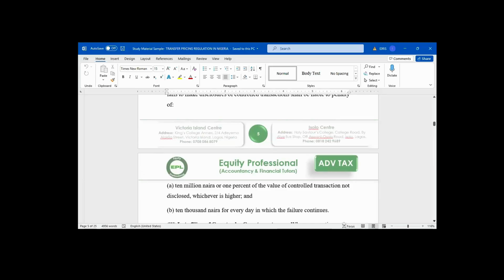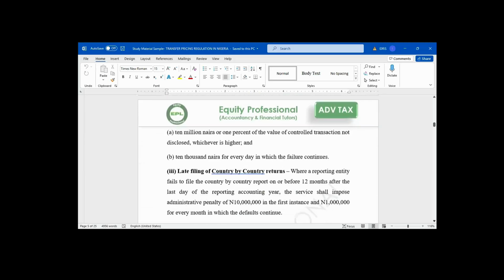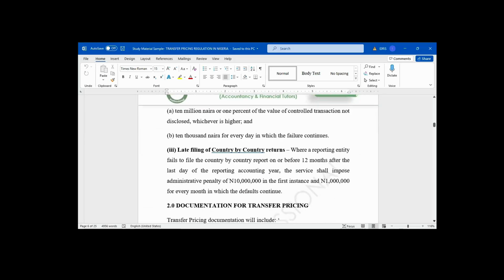Whichever is higher. Second is an additional penalty of 10,000 naira for every day in which the failure continues. So that is failure to disclose a controlled transaction.